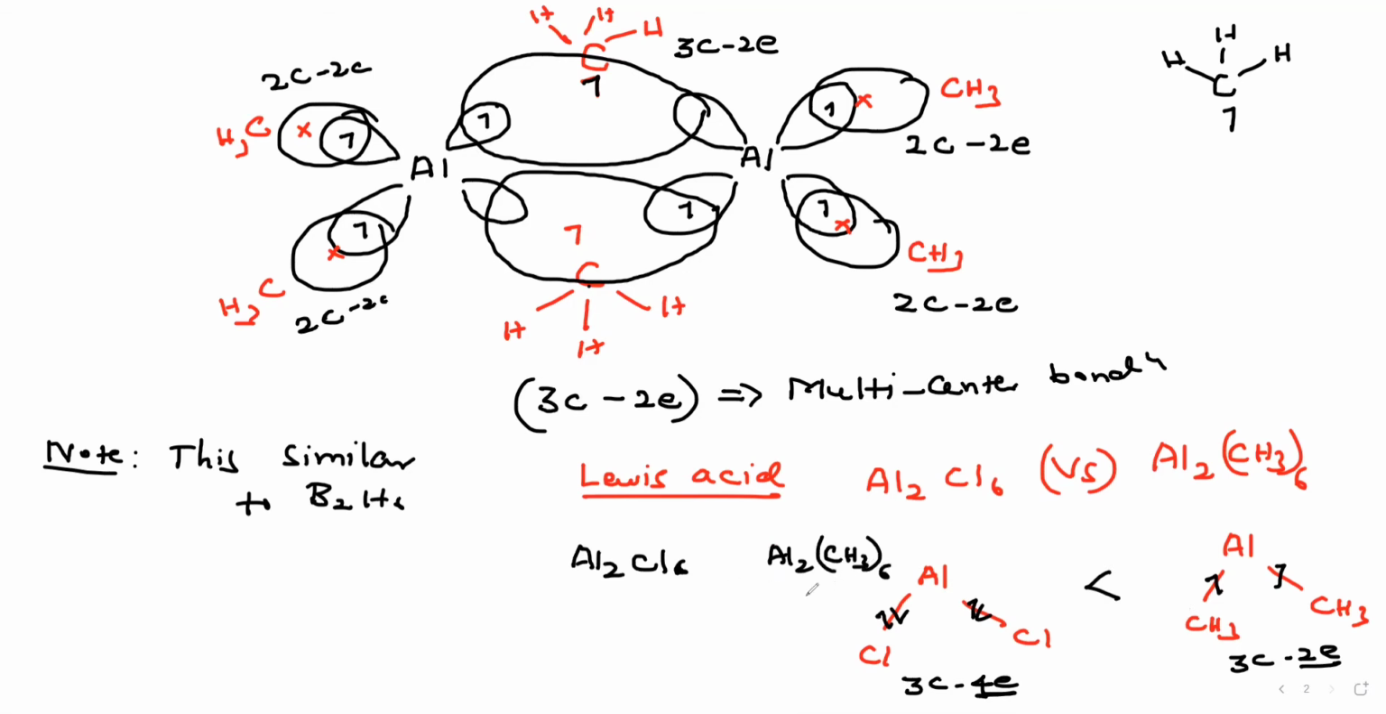Both are electron deficient, but Al2(CH3)6 is the stronger Lewis acid, because this molecule contains 3 center 2 electron bonds. This one, Al2Cl6, has 3 center 4 electron bonds. Understand? This is the Lewis acidic order of Al2Cl6 versus Al2(CH3)6.